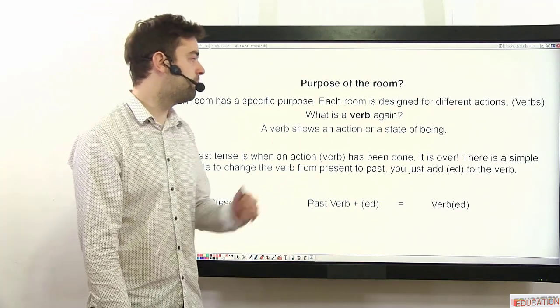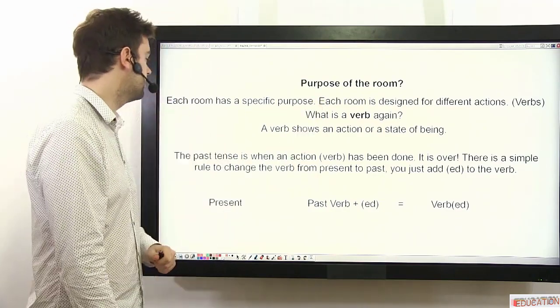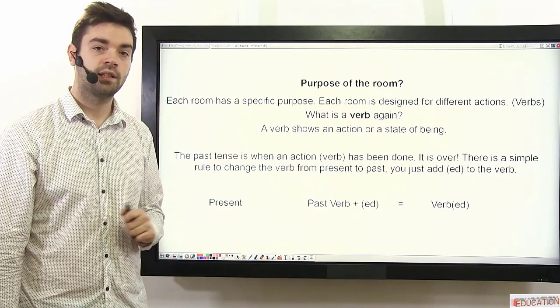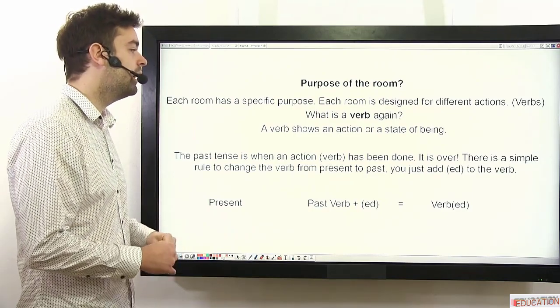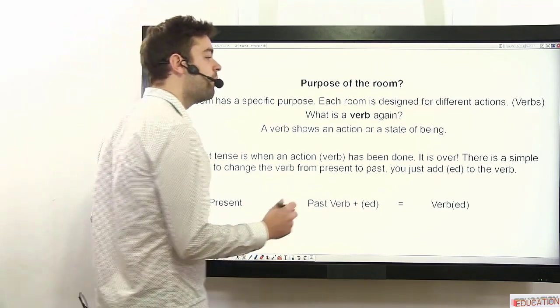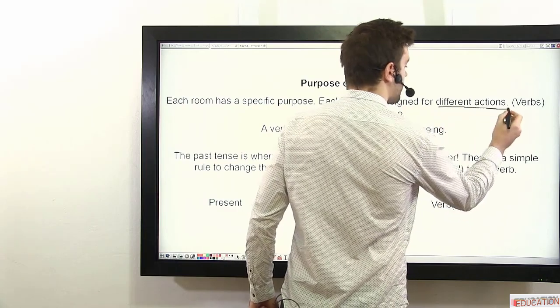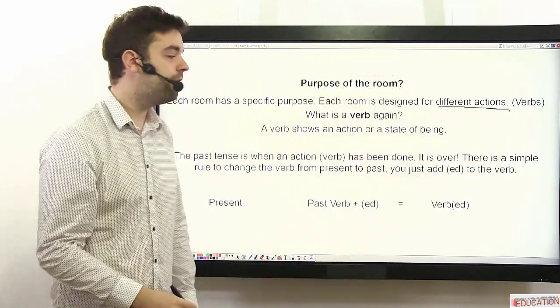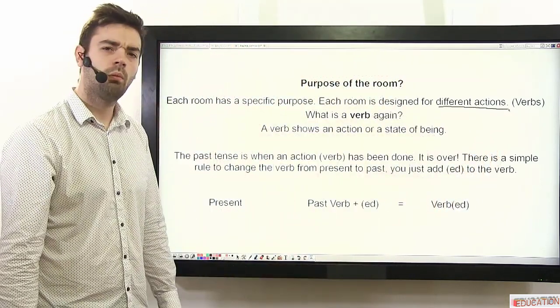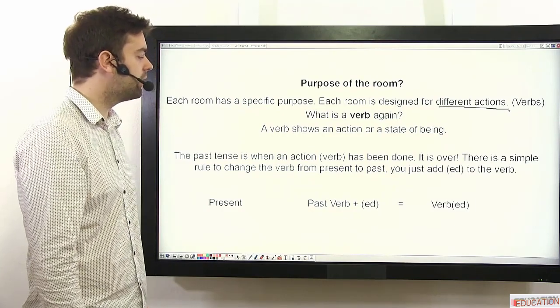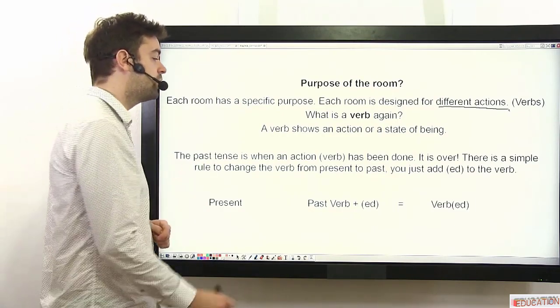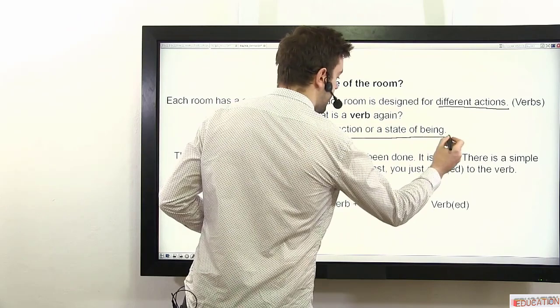So what is the purpose of the room? Each room has a specific purpose. Each room is designed for different actions or verbs. What is a verb again? Well, a verb shows an action or a state of being.